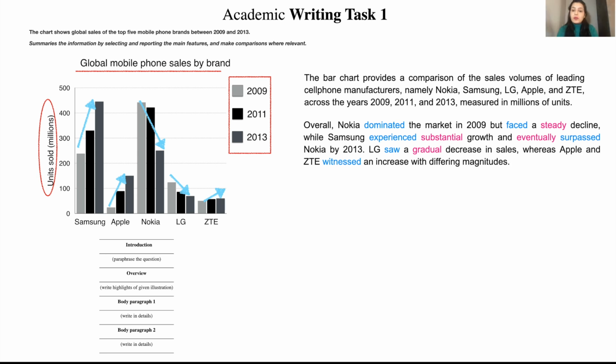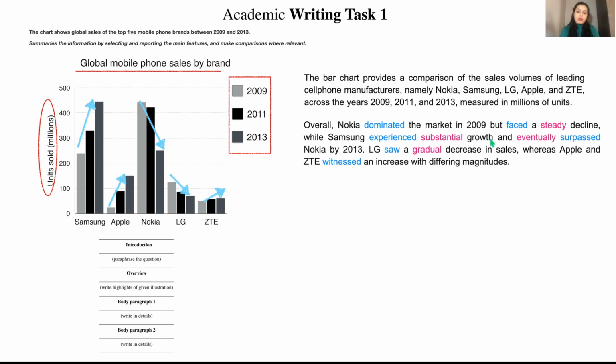See, this is a very crucial part. The overview is very crucial because it decides how you have to organize your further body paragraphs. Why I'm saying so? Let me explain this. We have used: Nokia dominated the market in 2009 and faced a steady decline, while Samsung experienced substantial growth.